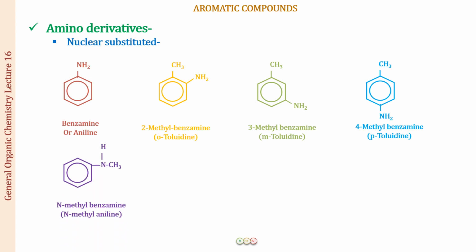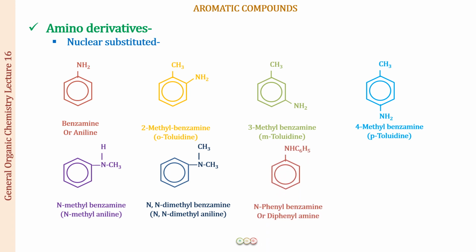The next we have is 3-methylbenzenamine or metatoluidine, and next we have is 4-methylbenzenamine, paratoluidine. The next structure is N-methylbenzenamine. From the aniline we have removed one hydrogen, replaced it by a CH3 group. So this is aniline, which is substituted by a methyl group. So this becomes N-methyl aniline.